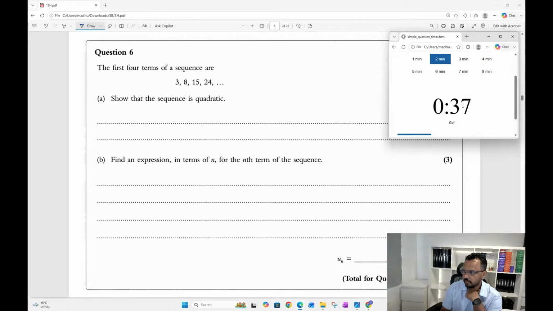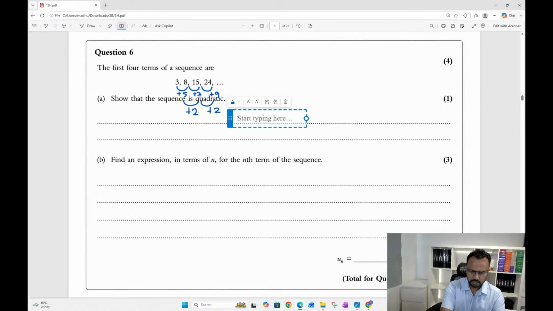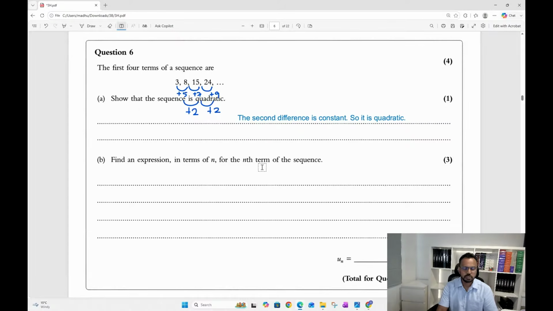Let's have a look, guys. Okay. The first 4 terms of a sequence are these. Show that this is quadratic. Guys, we know if it is quadratic, the second difference must be constant. So 3 to 8, 5; 8 to 15, 7; 15 to 24, 9. 5, add 2, 7, add 2, 9. Then you can say the second difference is constant, so it is quadratic.